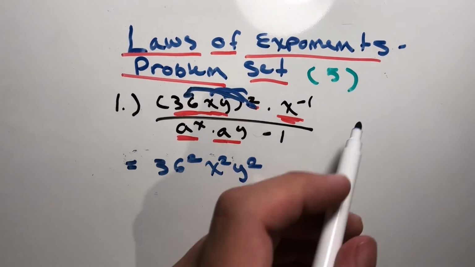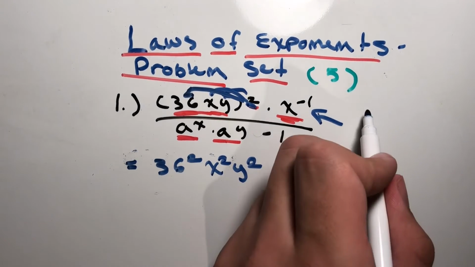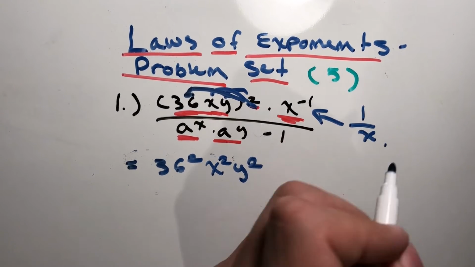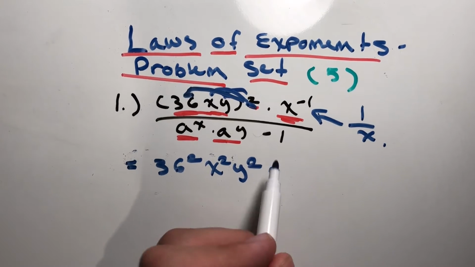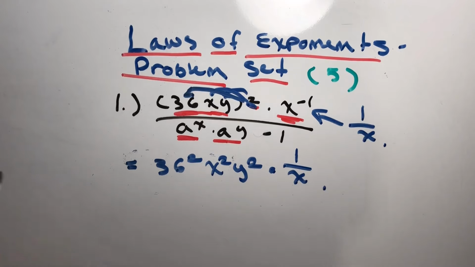The second thing we're going to do is simplify this x to the negative 1. We need to recognize that x to the negative 1 is the same thing as 1 over x. So we can rewrite this based on that property as 1 over x, and this whole thing is being multiplied by 1 over x. Great. So that's the top.